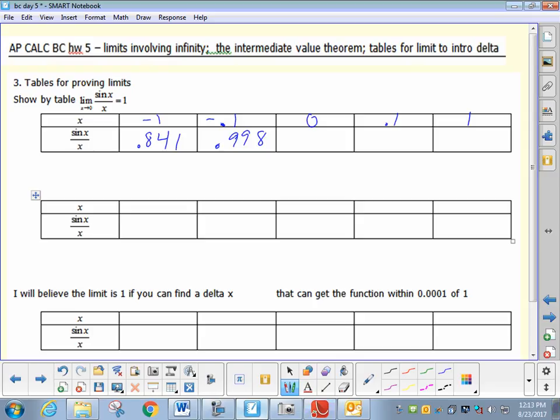Is sine of x over x even or odd? Or neither? Sine of x is odd. x is odd, so together they make even. Yeah, it's actually even. So with that said, once I get the left-hand side, it's going to be the same on the right-hand side. Are you with me? Okay.